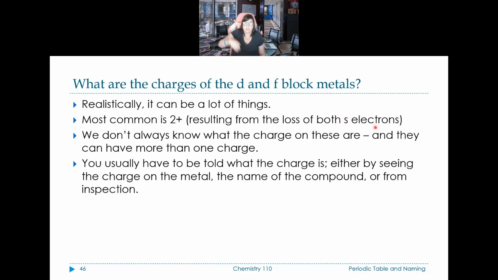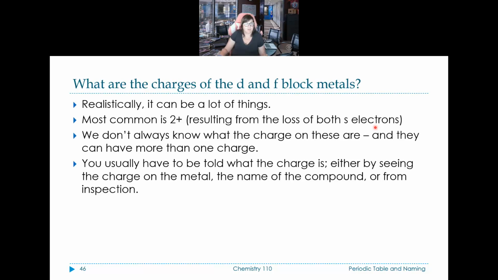It's the stuff that's furthest away from the nucleus. So it's easy for them to lose those two, or one of them if it's one of those weird ones that only has one in the s. So we don't always know what the charges are, and they can have more than one charge. So you usually have to be told what the charge is, either by seeing the charge on the metal, or by the name of the compound, or from what we call inspection. And we'll get back to that in a little bit.